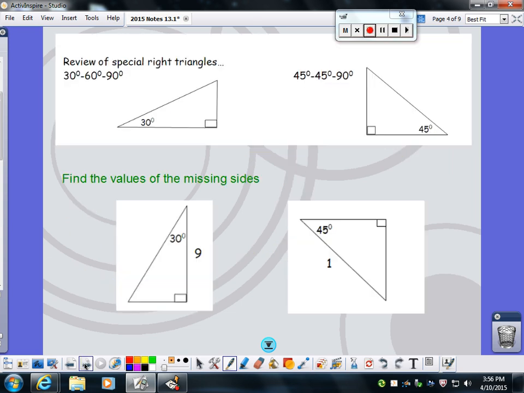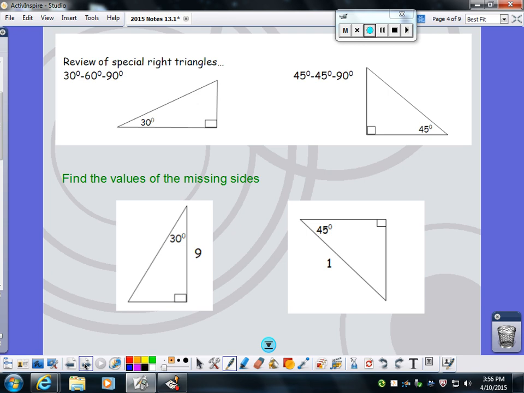All right, another type of problem you're going to have. Remember the special right triangles, our 30, 60, 90, and our 45, 45, 90. Remember from geometry that these have special patterns, and we're going to use this a bunch in our trig. It's going to be a whole unit that we're going to devote to our special right triangles.